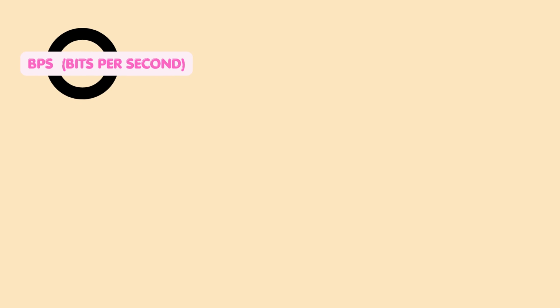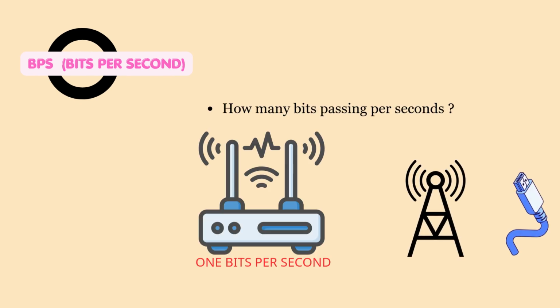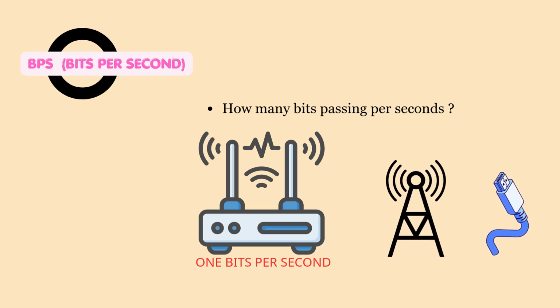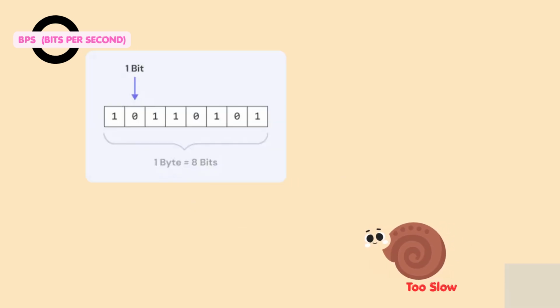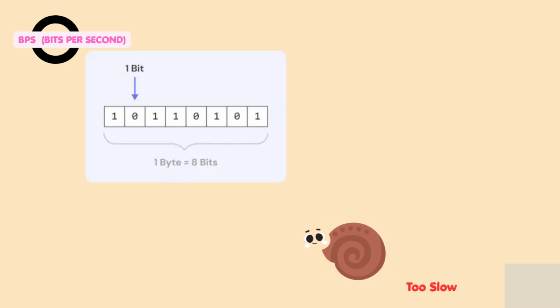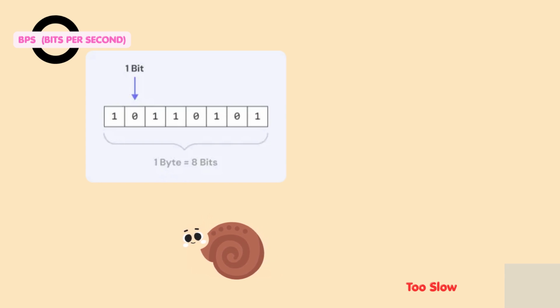Bits per second, bps, is how we measure the speed of data moving from one place to another, like through the internet or a cable. Think of it like water flowing through a pipe. The more water that flows per second, the faster things move. Similarly, the more bits that travel per second, the faster your data transfers. A bit is the smallest unit of digital data, just a 0 or a 1. So bits per second simply counts how many of those zeros and ones move every second.